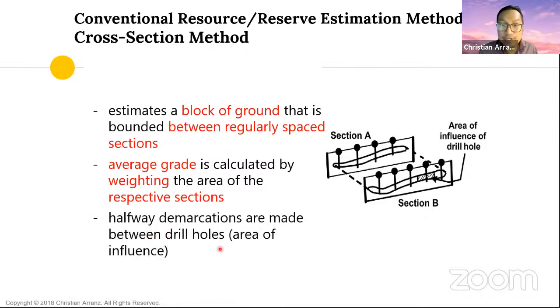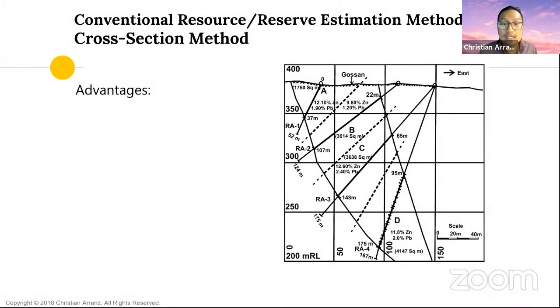There are halfway demarcations made between drill holes, okay? In this case, siguro mas ma-appreciate natin pag nakita natin yung isa pang version ng cross-section method. This is another version of the cross-section method. The drill holes here are not as regular as the other one in the other figure. Look at the drill holes here. The drill holes are this one. I'll color with red. This one.